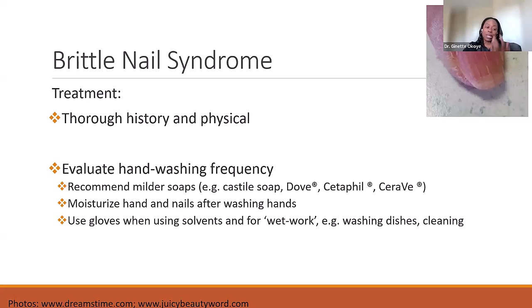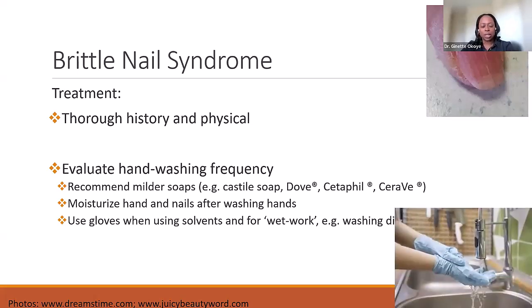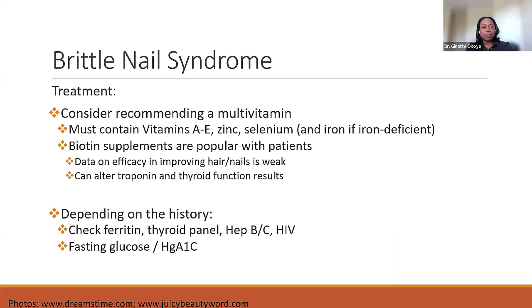And I would look at the rest of their skin. If the rest of their skin, especially their hands, are pretty dry, then you may just be dealing with hand washing frequency, and you can just recommend milder soaps. I have some of them listed here. Moisturizing the hands after hand washing, and then using gloves even when they're home and doing their dishes. They should just decrease the contact of their hands with soap. And then, you can always consider adding a multivitamin.